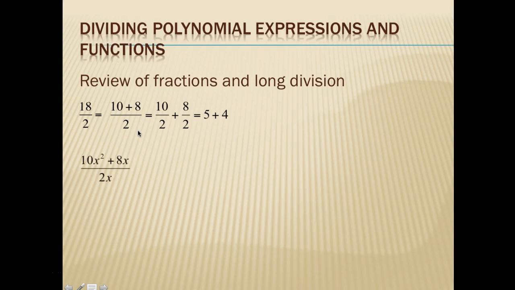Now we knew that at the very beginning, but we're looking at this from this perspective because we'll have problems like this, where there are no like terms, so you cannot combine 10x squared plus 8x squared in the numerator. But you can break this down like I broke this down. Simplifying, 10 divided by 2 is 5, x squared divided by x is x, and then 8 divided by 2 is 4, x divided by x is 1, which gives me 5x plus 4.